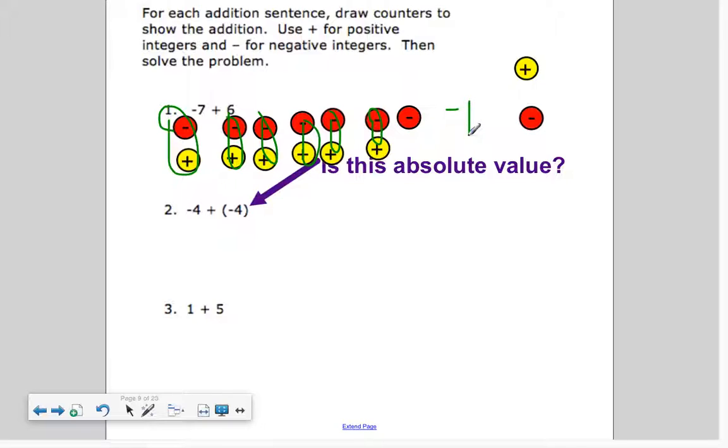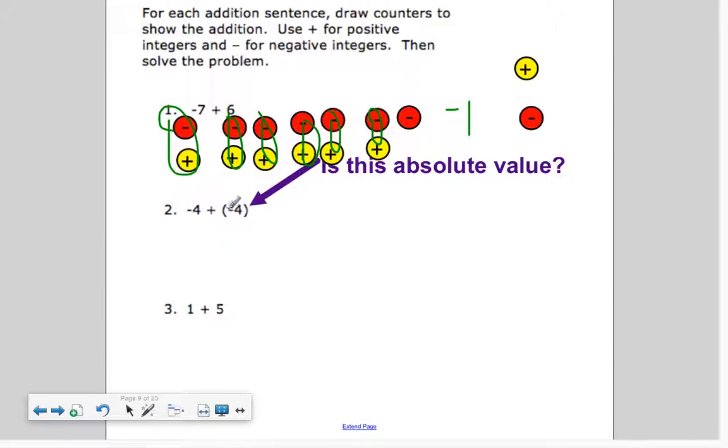Let's see if we can do this intuitively. If I put 7 negatives with 6 positives, what will you have more of? Of course, you'll have more negatives. By how many more? By 1 negative. Next one. -4 plus -4.